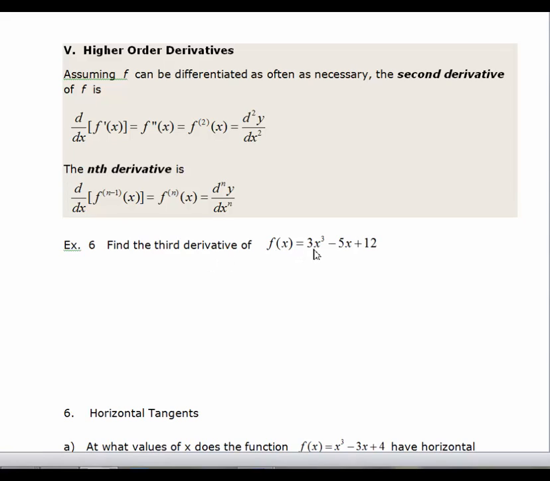If we want to find the third derivative of f of x equals 3x cubed minus 5x plus 12, the first derivative would be 3 times 3, which is 9x squared, minus 5. We take the derivative of negative 5x, which is negative 5. The derivative of the constant is 0. If I want to take the next derivative, that would be the second derivative. That would be 2 times 9, which is 18x. And the derivative of the negative 5 is 0. I want to take one more derivative, and that's just going to be 18. So having a higher order derivative just means to take the derivative more than once.